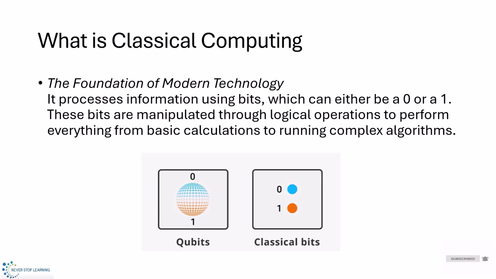Classical computing is the foundation of the modern digital world. It's responsible for many technological advancements we use today. These computers process information using bits, which are binary units that can be represented as either a 0 or a 1. Every task a classical computer performs, from basic calculation to running a complex algorithm, involves manipulating these bits through logical operations.